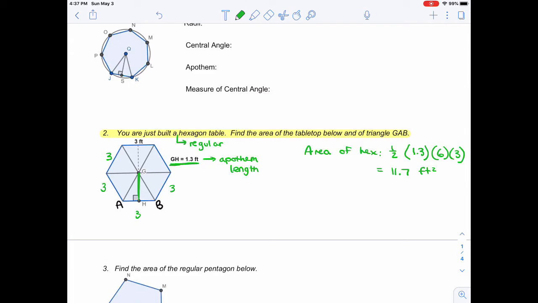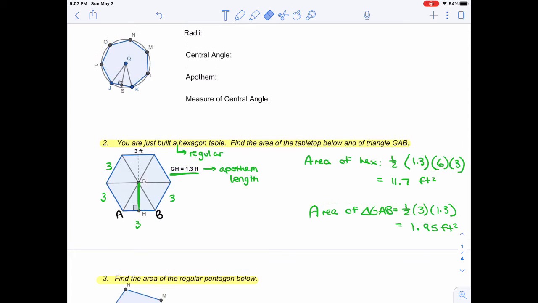And then for our last part, our triangle GAB, that should be easy. So area of triangle GAB. And again, make sure you're starting off with that 1/2. I see a lot of you just forgetting to write that in, okay? So we have 1/2 times our base, which in this case is 3. And then our height in this case for that triangle is just going to be our apothem length, so 1.3. And once we do that in our calculator, we should get 1.95. And again, with our units, feet squared.